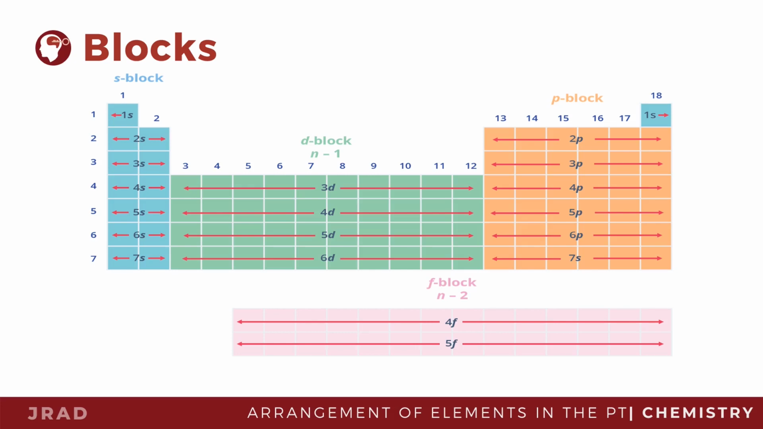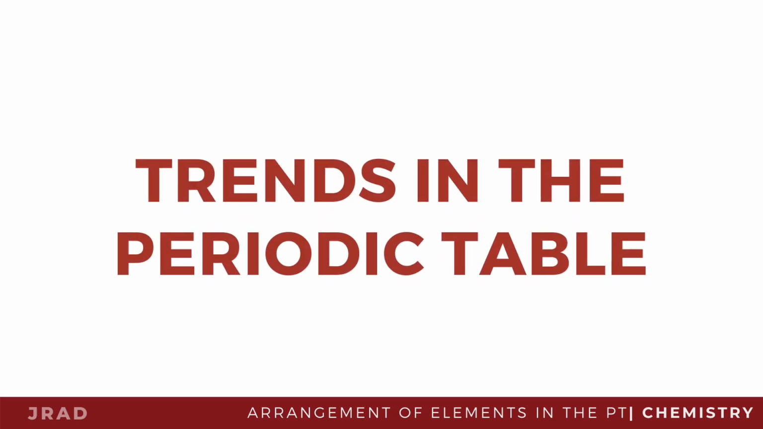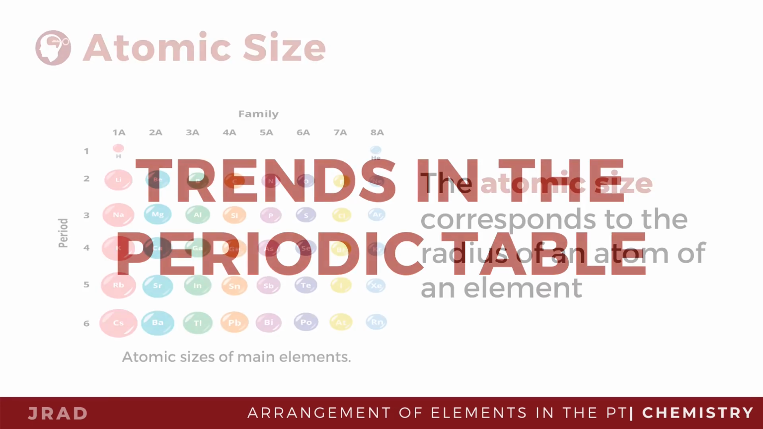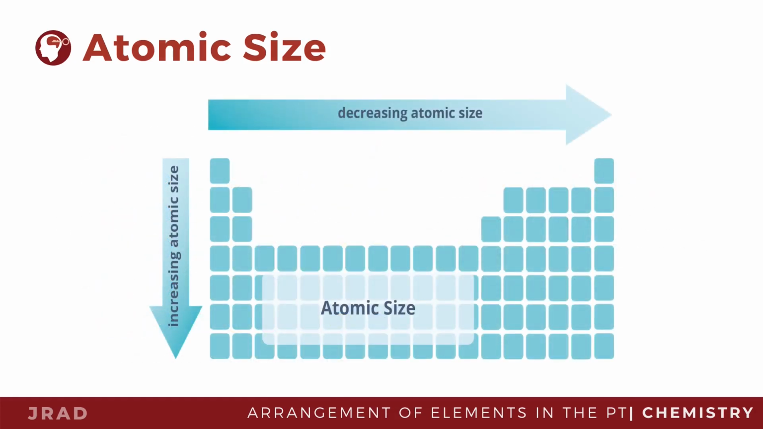The properties of elements vary within a group and across a period. The periodic table will help us in predicting the properties of elements. The atomic size corresponds to the radius of an atom of an element, or 1/2 the distance between 2 nuclei of 2 adjacent atoms. The atomic size decreases from left to right and increases from top to bottom of the periodic table.